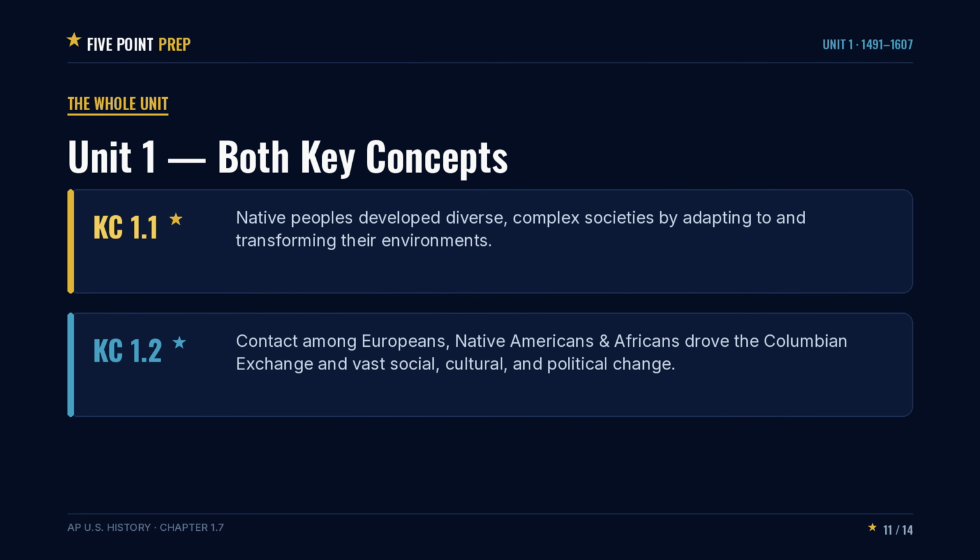Let's zoom all the way out to the two key concepts that hold up the entire unit. Key concept 1.1: Before contact, native peoples developed diverse and increasingly complex societies by adapting to and transforming their environments. Key concept 1.2: Contact among Europeans, Native Americans, and Africans drove the Columbian Exchange and vast social, cultural, and political change on both sides of the Atlantic. If you can explain those two sentences with evidence, you have mastered Unit 1. Everything we covered hangs off these two ideas.